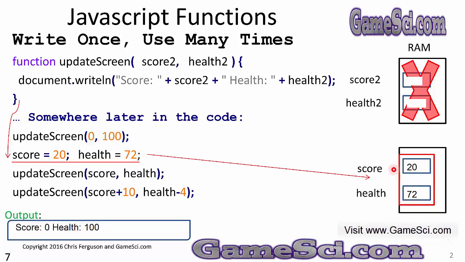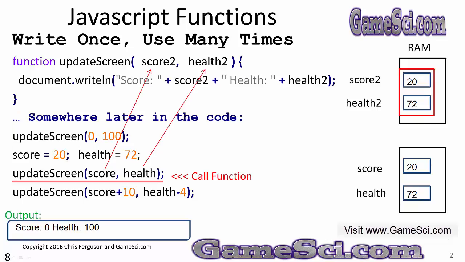Score is set to 20, so you can see a 20 is set there. Health is set to 72. And I'm going to set up these two variables and call updateScreen again. What's the difference on this call to updateScreen? On this call, I'm passing as arguments the values stored in variables. On the original call, the initial one, I passed it hard-coded values for arguments, 0 and 100. It is better programming practice to pass the values of variables as arguments to functions.